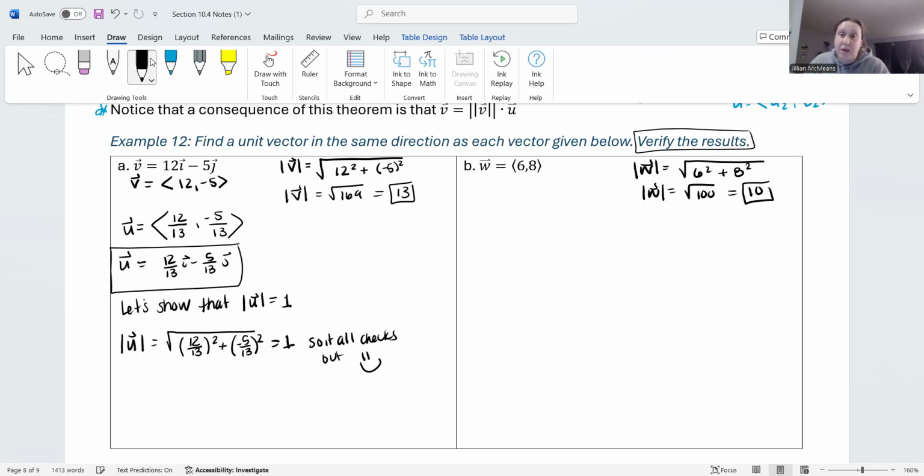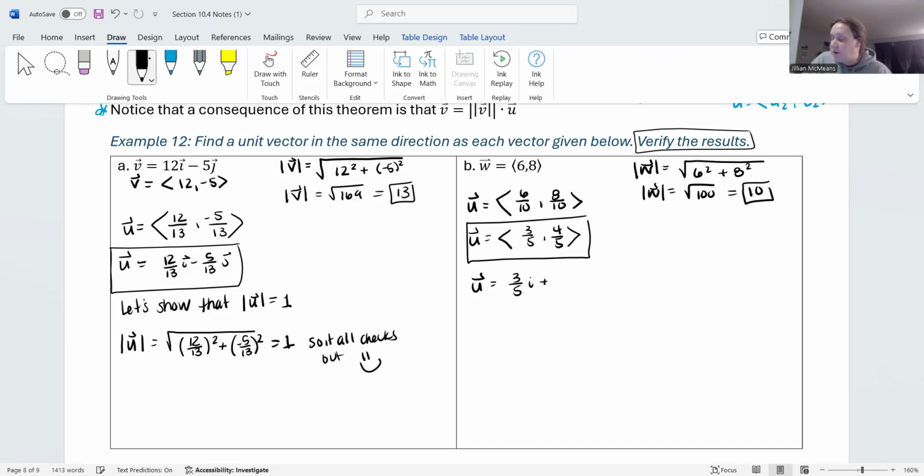So I have my magnitude now. Now for u, we're looking for the unit vector in the same direction as w, okay? So we're going to take the components of w and divide them by the magnitude of w. So we're going to take 6 divided by 10 and 8 divided by 10. I am going to go ahead and just reduce them, simplify them down a little bit. So we're going to say 3/5 and 4/5, okay? And now we're saying this right here is the unit vector in the same direction as w. I could write this in component form. I could say 3/5 i plus 4/5 j.